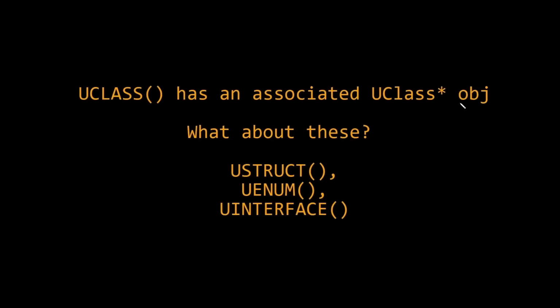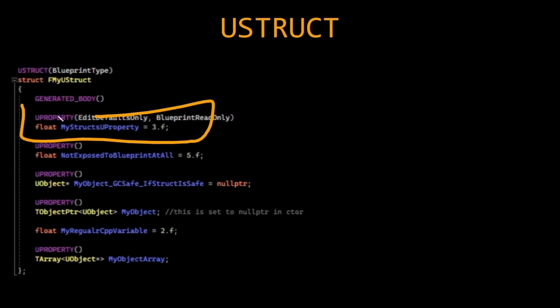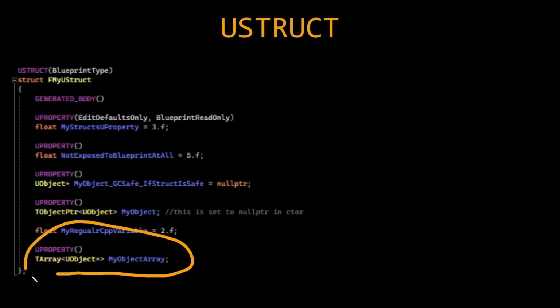So we saw that UCLASS has an associated UClass pointer. But what about these types? So we have USTRUCT, UENUM, and UINTERFACE. Well, if we look at a USTRUCT, here I have one defined. We've got a USTRUCT, generated body, and then we have some properties set on it. We have various ones: a myStruct property, which is a float, another float property, an object property, a TObjectPtr property, and an array property.